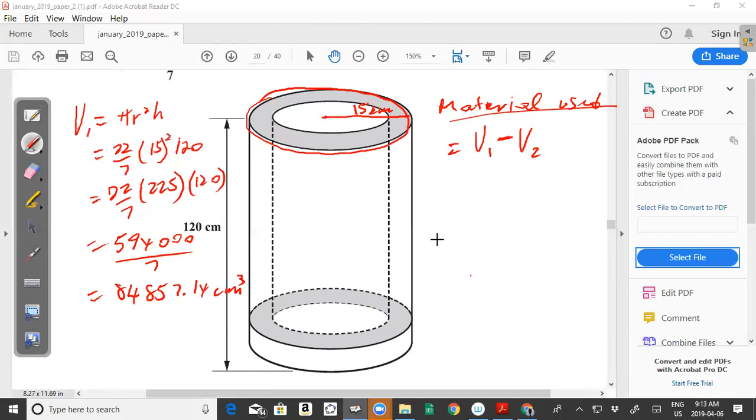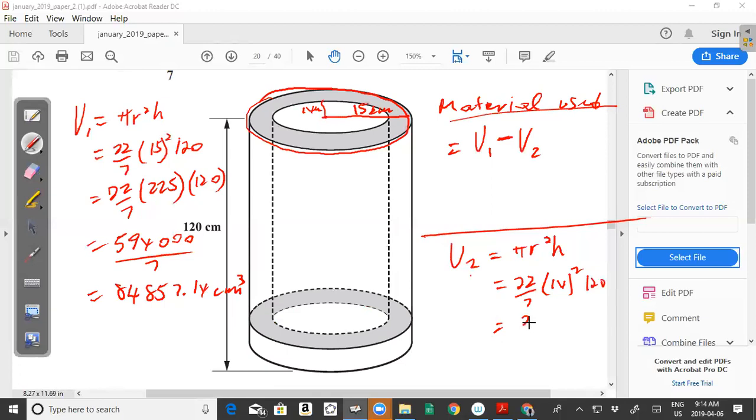And let's now calculate the internal volume for the smaller cylinder, which we know is going to be pi r squared again times the height. So pi is 22 over 7 times the radius, which is 14 for the internal, squared, times the height, which is 120. Okay, we're talking about the material used here, so we can also include that thickness as well. All right, so 22 over 7 multiplied by 14 squared, which is 196, times 120.